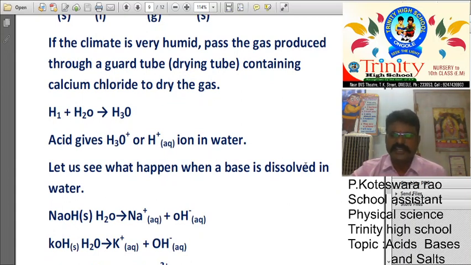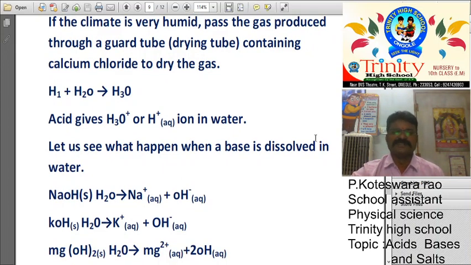First of all, what is H3O plus? It is the most important point. H3O plus is nothing but the hydronium ion. And recent experiments prove that H plus does not exist in a single, isolated state. It is always combined with water. So that's why H plus with H2O gives rise to H3O plus.